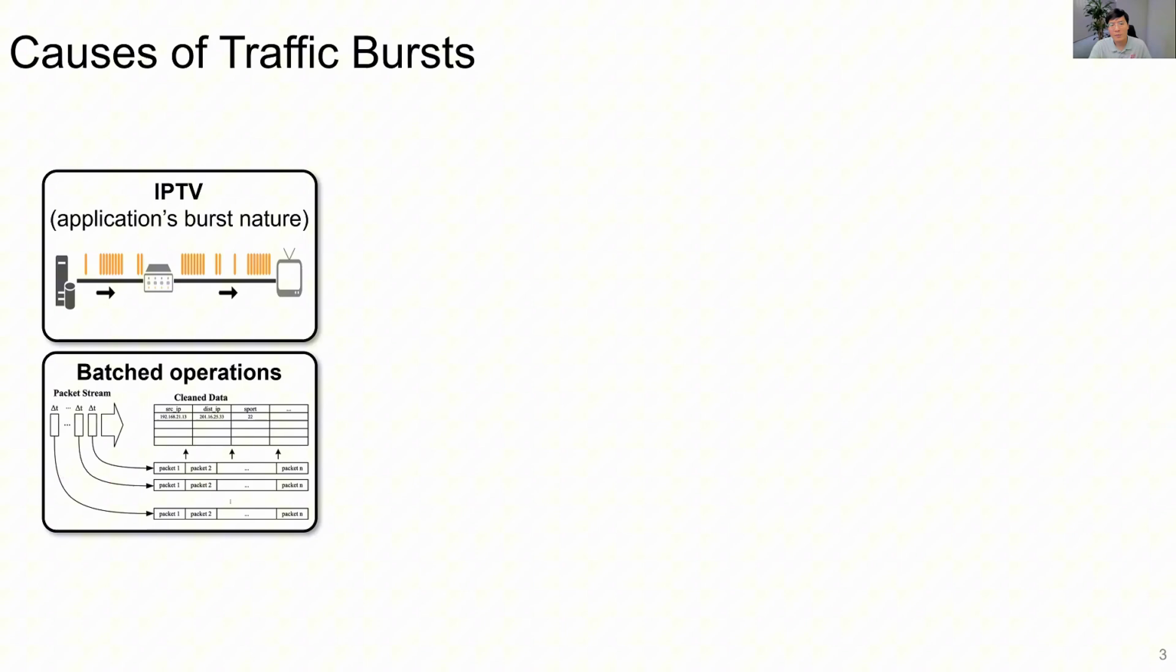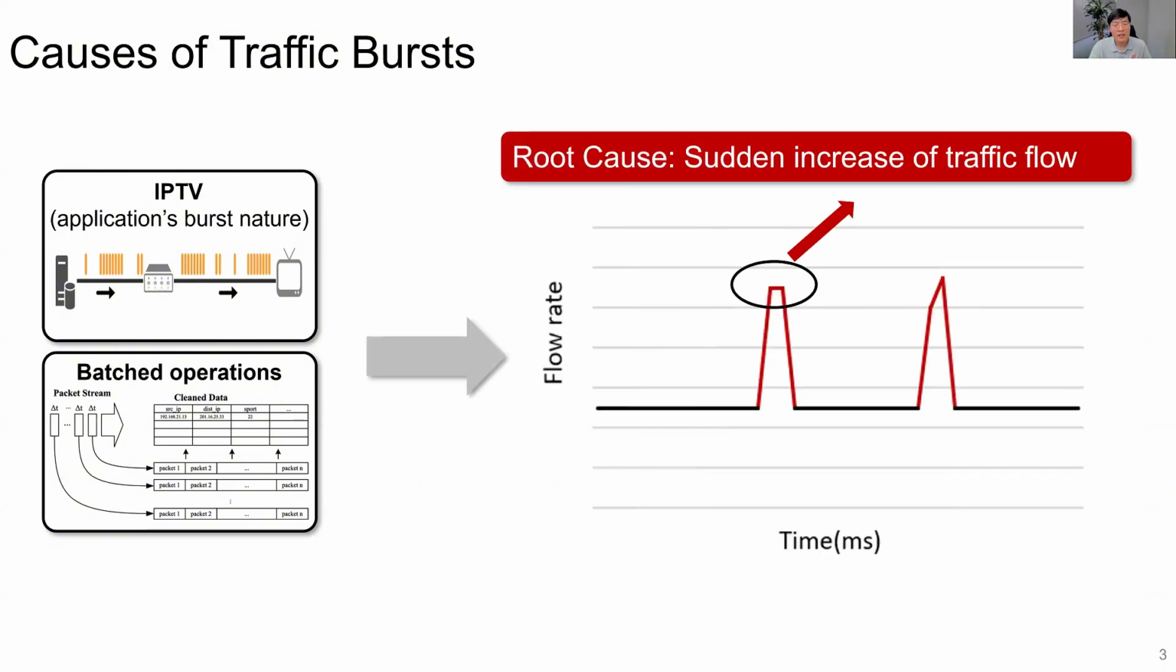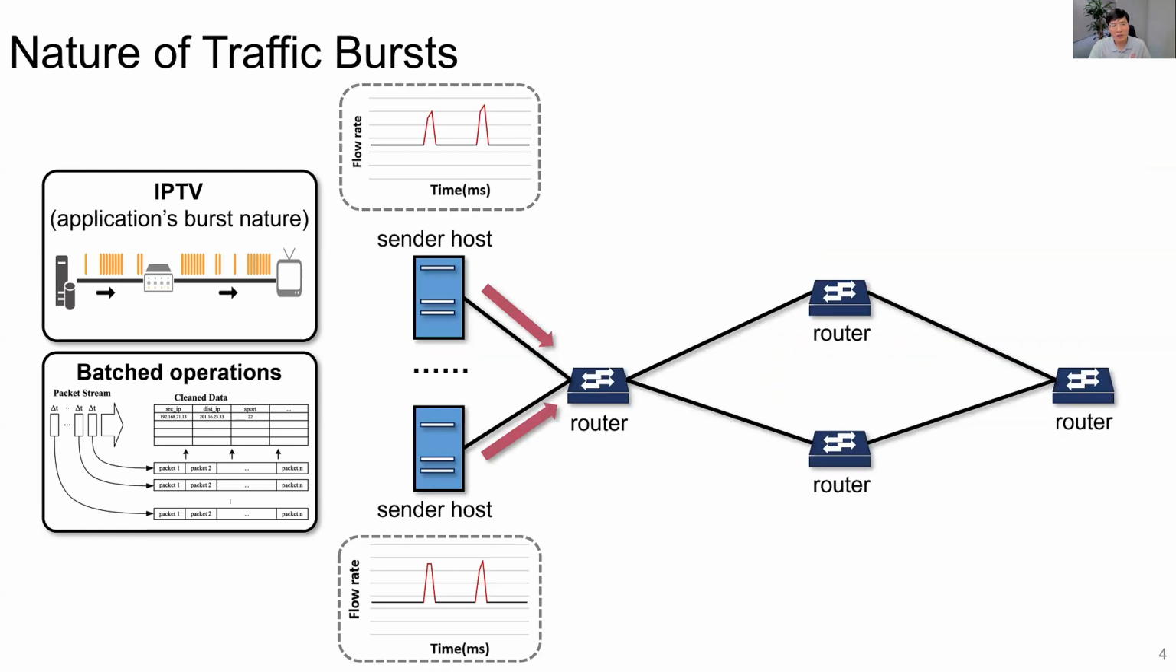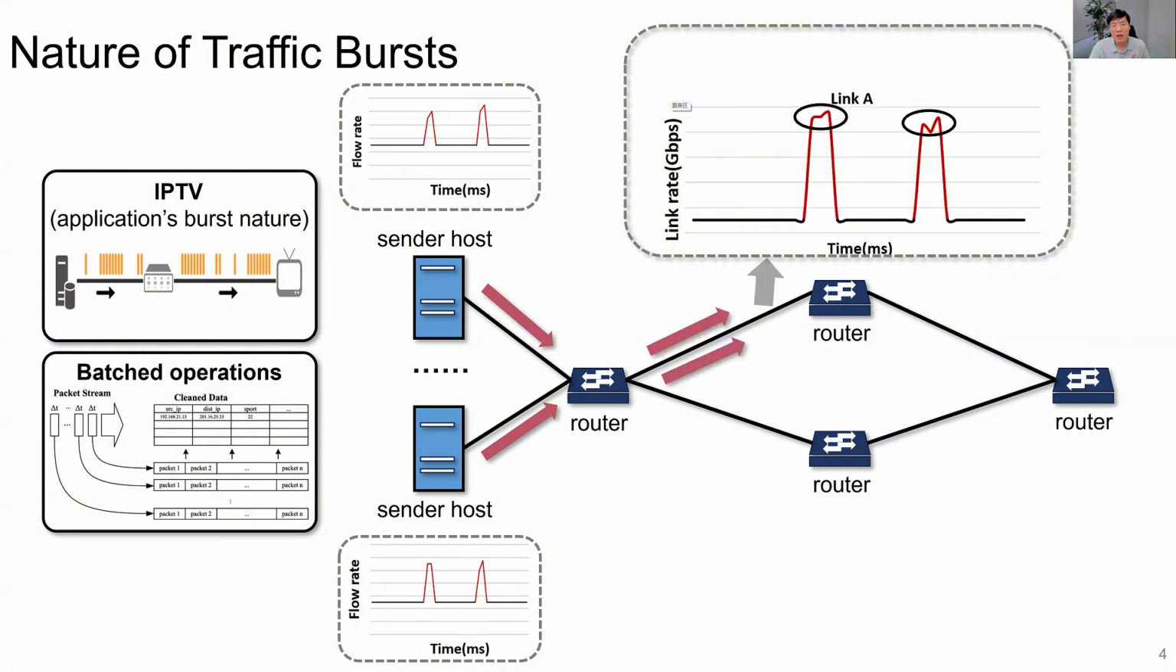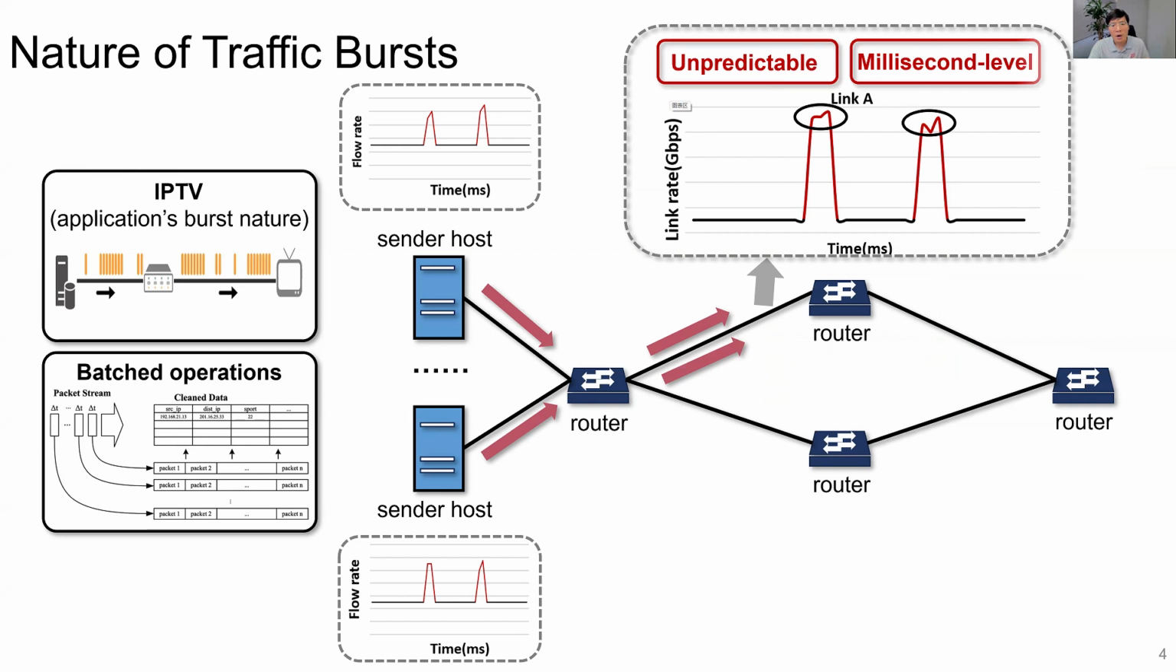How come with the traffic bursts? Firstly, the sending rate of a flow may increase sharply due to certain traffic demand, including application-based nature and batched operations in the network stack. What's worse, when multiple bursty flows compete for the same path or link due to load imbalance, it will cause a violent burst and congestion in the network. So bursts are unpredictable and usually occur on a millisecond timescale. Those make it very challenging to mitigate bursts.